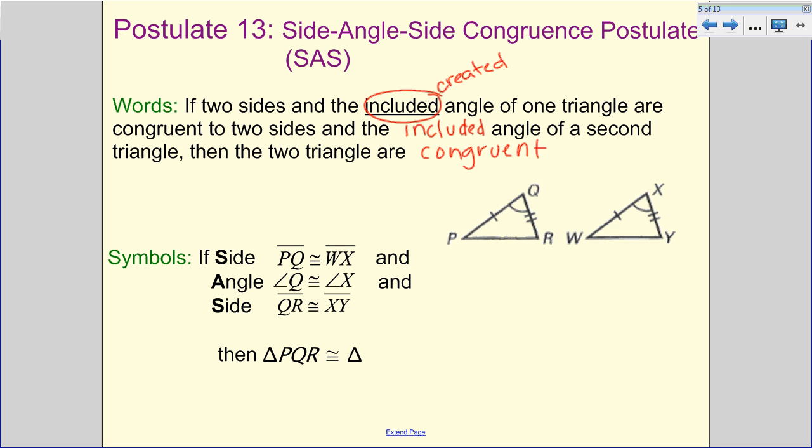You have to move your pencil as you trace things with your pen or your pencil. You have to hit a congruent side, then a congruent angle, and then another congruent side. You have to go in that order.